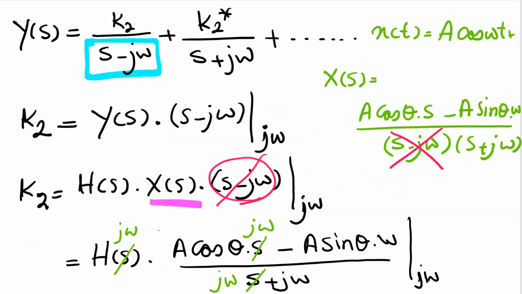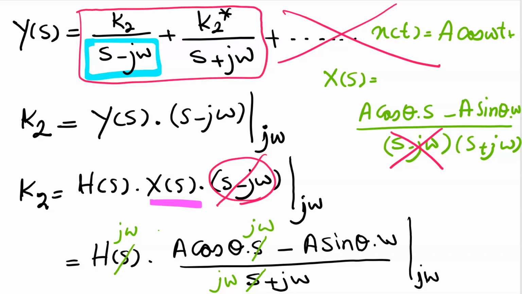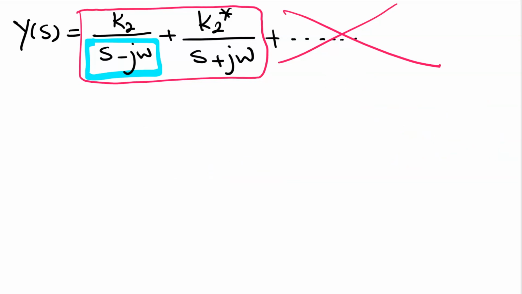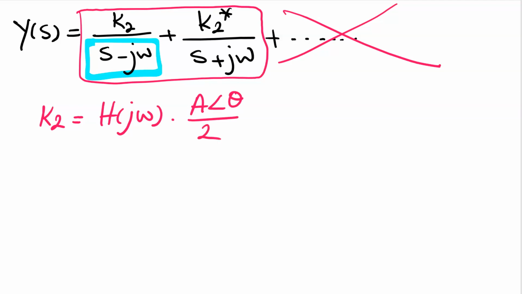So when we have K2, we want to ignore the rest of them. Now that I know what my K2 is, I can do the Laplace inverse of this term. I know that K2 is equal to H(jω) multiplied by A with an angle of θ divided by 2. Okay, now I can do the Laplace inverse of only these two partial fractions, and I can throw away the rest of them.